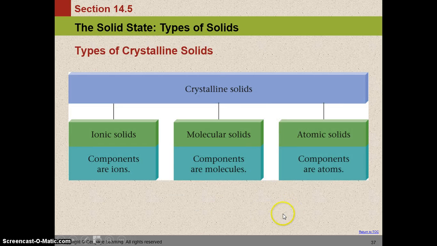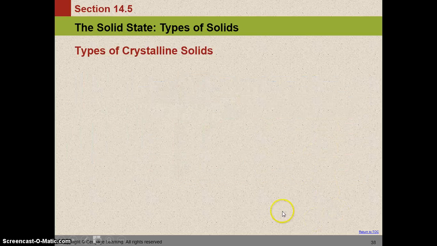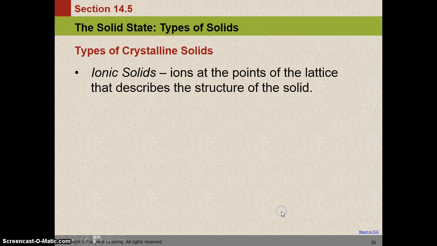So if we're going to classify crystalline solids, we look at whether they are ionic, molecular, or atomic. And it just makes sense that ionic solids have components that are ions, just like we saw in the sodium chloride. The molecular solids are going to be made up of molecules, and the atomic solids are going to be made up of atoms of one particular type of substance.